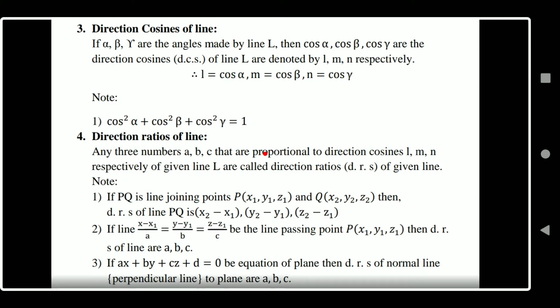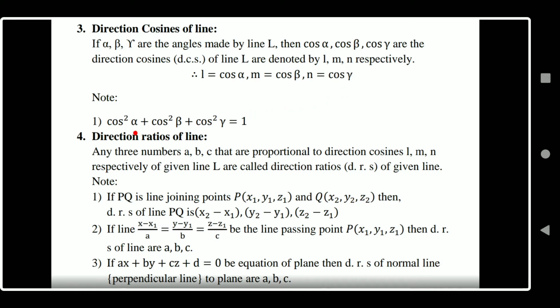Now we have a new concept, direction cosines of line. Now if alpha, beta, gamma are angles made by the line L, then cos alpha, cos beta, cos gamma are direction cosines. So in short we can write DCs. Okay, that is direction cosines of L, which are denoted by l, m and n respectively, and it is given by l equal to cos alpha, m equal to cos beta, and n equal to cos gamma.